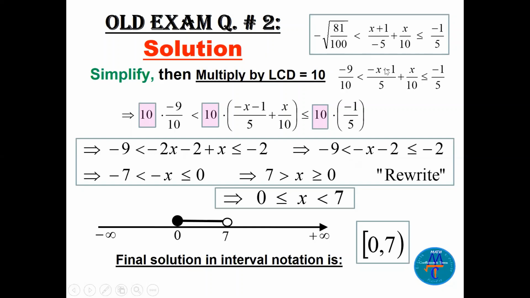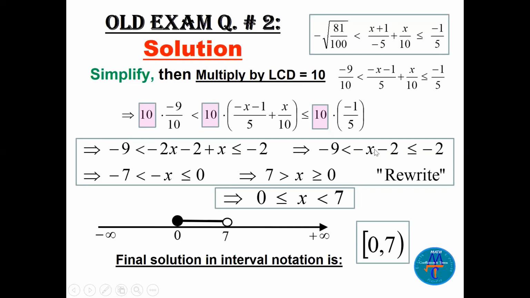So we see the LCD is 10. So I multiply each term by 10. So 10 here will be cancelled. So minus 9. 10 over 5 is 2. So this is minus 2x minus 2. 10 over 10 is cancelled. So there is an x. 10 over 5 is 2, and with the minus, minus 2.